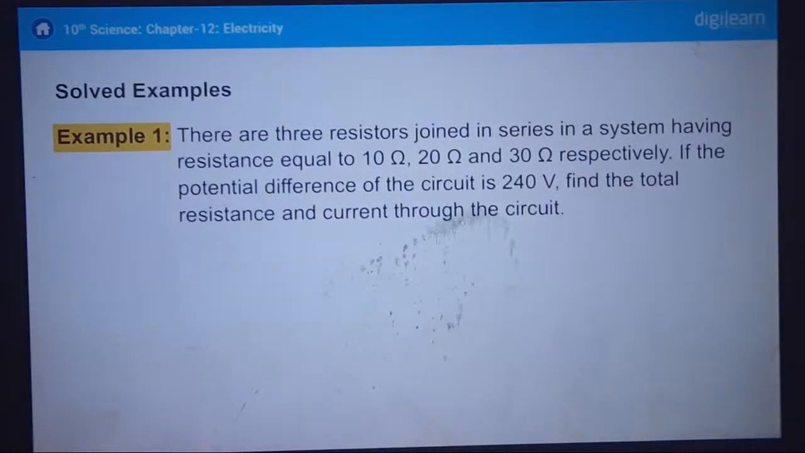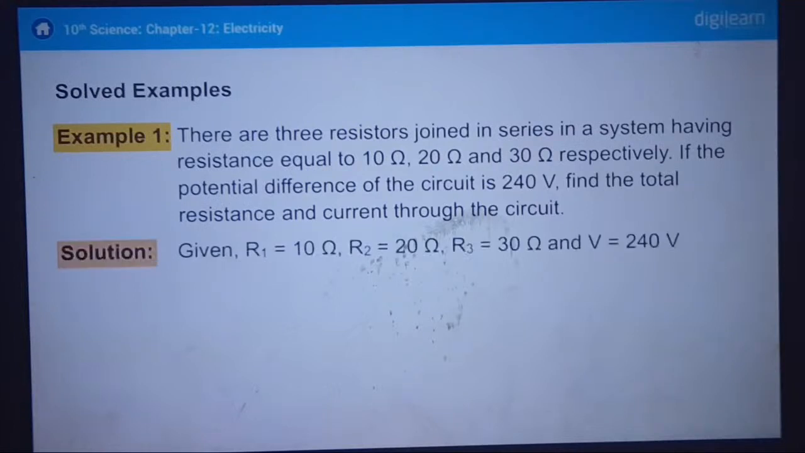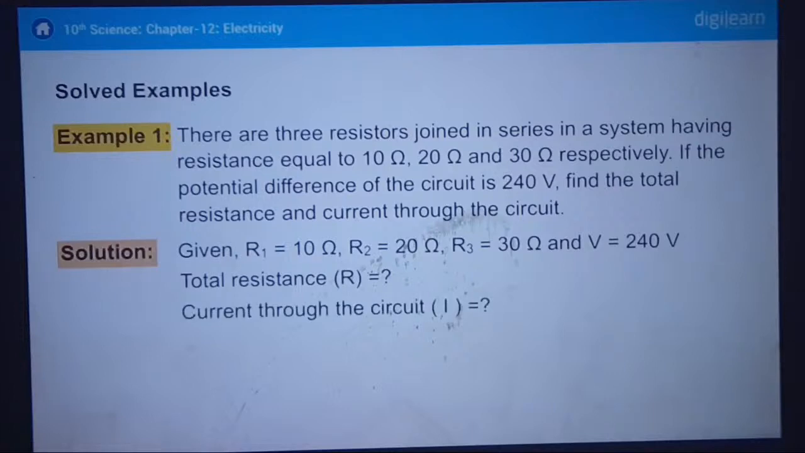Example 1. There are 3 resistors joined in series in a system having resistance equal to 10 ohms, 20 ohms and 30 ohms respectively. If the potential difference of the circuit is 240 volts, find the total resistance and current to the circuit. Solution: given R1 equal to 10 ohms, R2 equal to 20 ohms, R3 equal to 30 ohms and V equal to 240 volts. Total resistance R to be found out. Current through the circuit I to be found out.